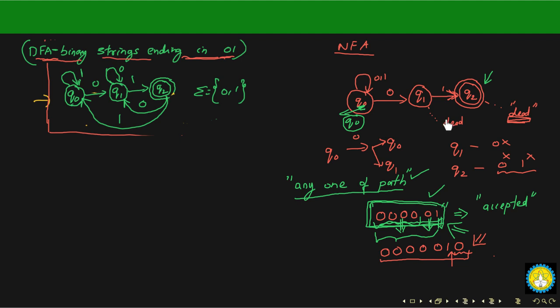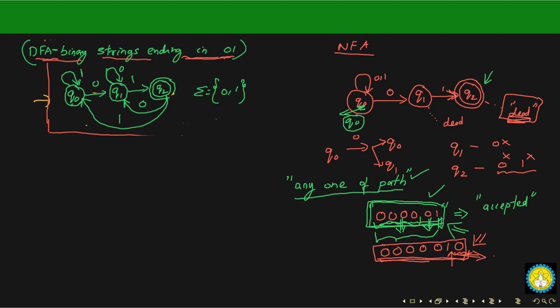So for this particular string, you cannot find even a single path. You can try all possible paths, and you still cannot reach the final state. Even if you reach the final state, there will be some symbols remaining, and that means you are in a dead state. This is a major confusion people are having.